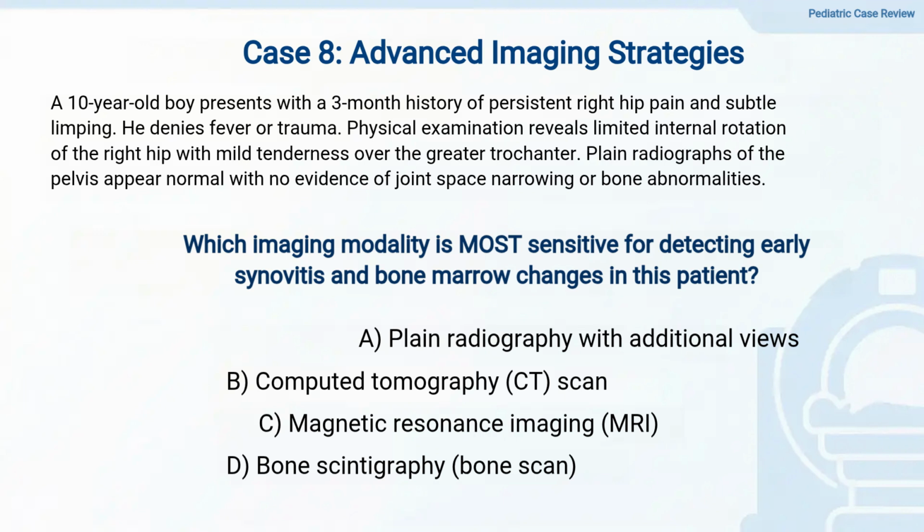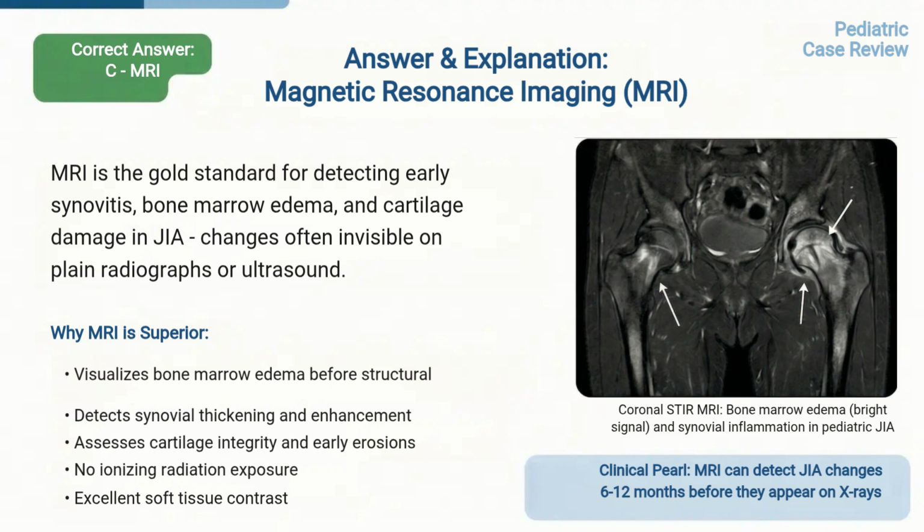Option A, plain radiography with additional views. Option B, computed tomography scan. Option C, magnetic resonance imaging. Option D, bone scintigraphy. The correct answer is option C, magnetic resonance imaging.